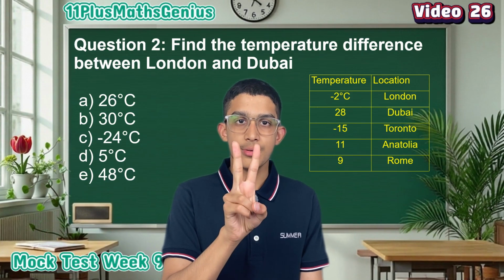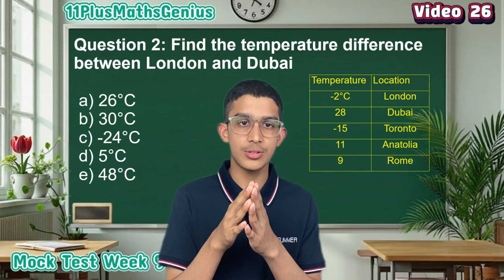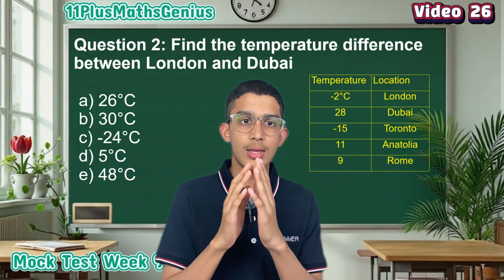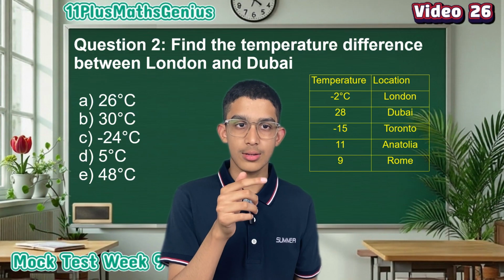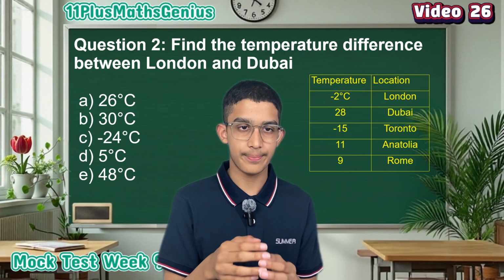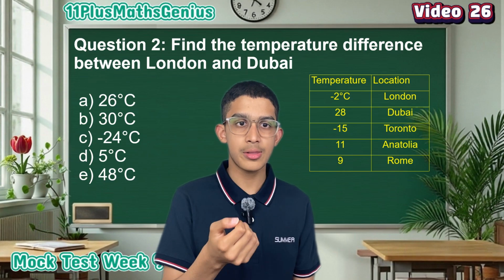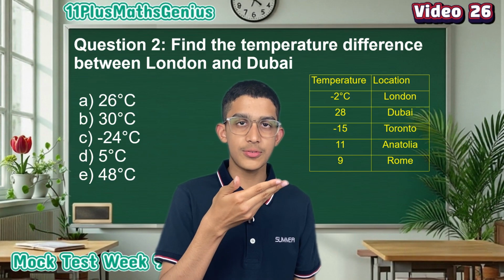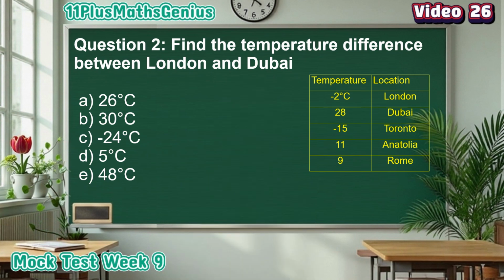Question 2. Find the temperature difference between London and Dubai. A. 26 degrees Celsius. B. 30 degrees Celsius. C. Negative 24 degrees Celsius. D. 5 degrees Celsius. Or E. 48 degrees Celsius. Now, we are asked to find the temperature difference between London and Dubai.